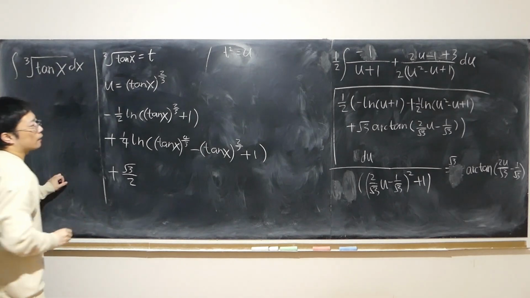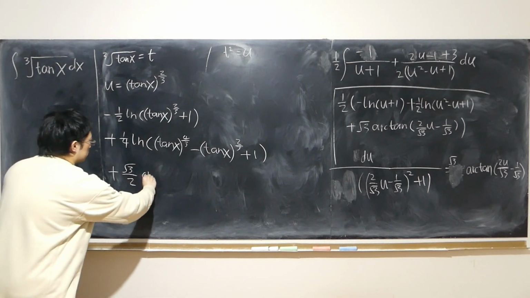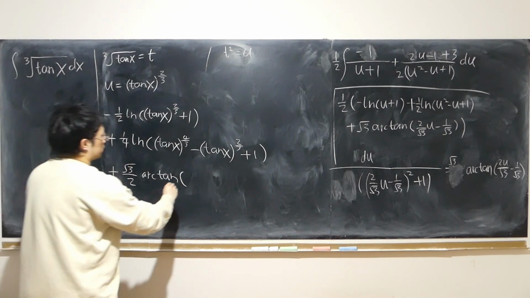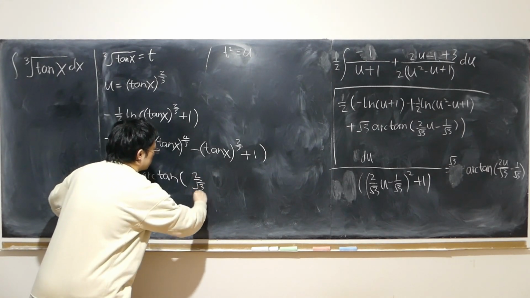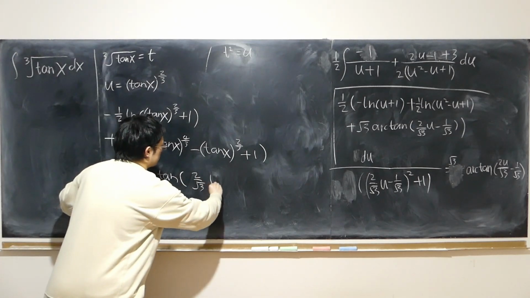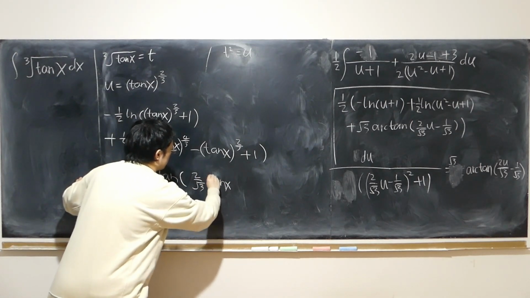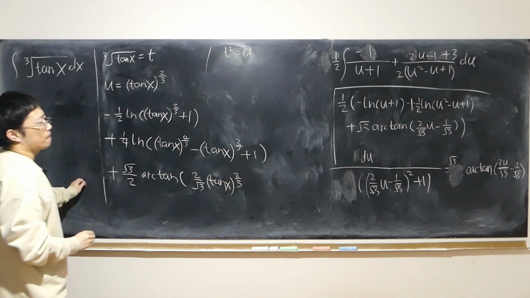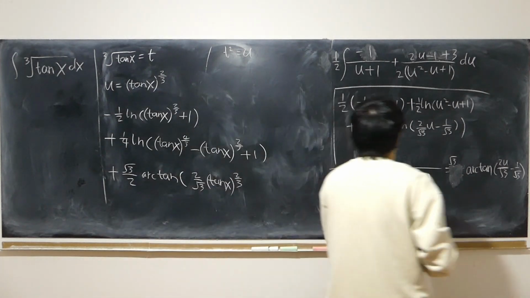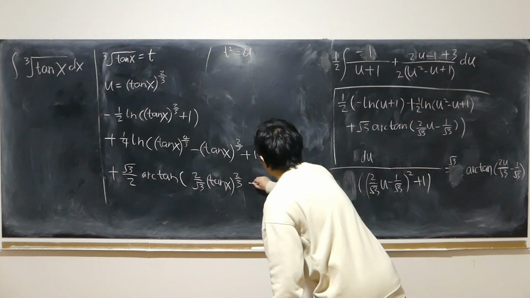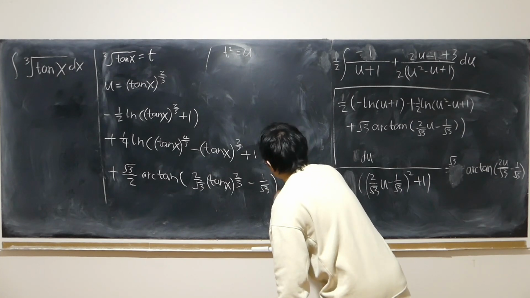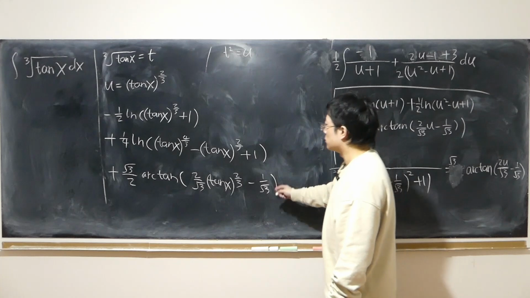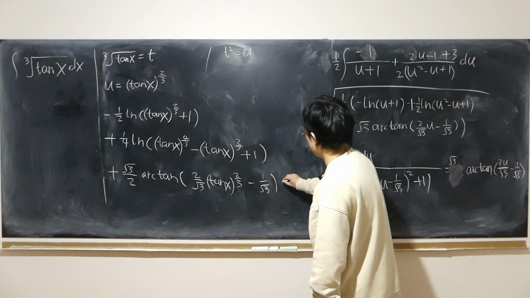Half multiplied by that, my arctangent of what? 2 over square root of 3 times u, tangent x to the power of 2 over 3, minus 1 over square root of 3. Yeah, that's within the arctangent. And plus C.